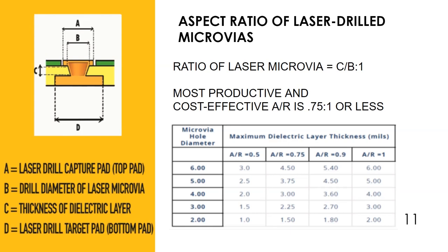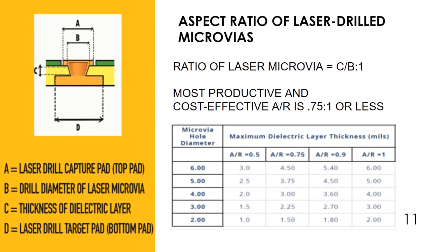Because otherwise there will be issues with respect to connectivity, like plating. There might be voids, there will be pinholes, all those issues will come. It is nothing to do with the laser capability. Everything is with respect to the plating, and also not only plating. If there is a filling, you have to fill that entire microvia. So at that time you get good filling results when it is 0.75:1.